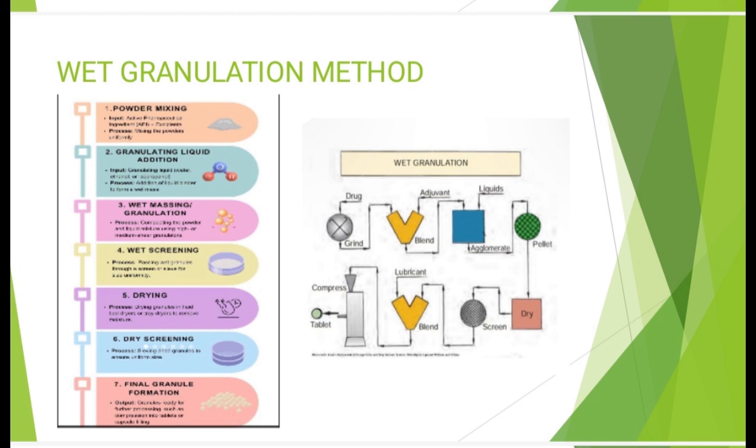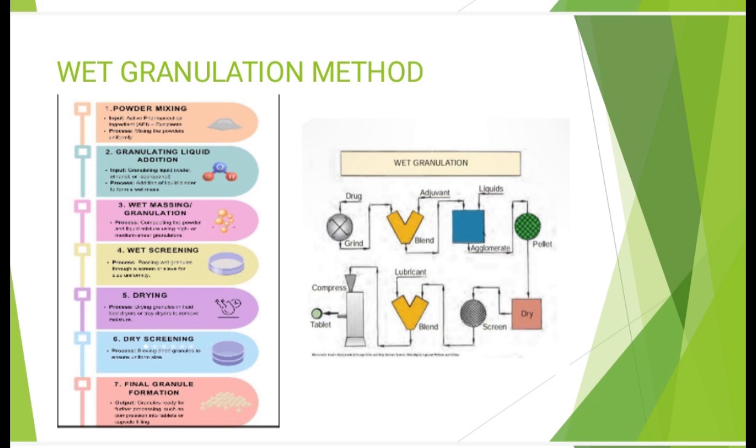Next, move on to screening the damp mass into pellets or granules. The other name is wet screening. Wet sieving is done by passing the wet mass through a large size screen to produce whole granules. Next step is drying the granulation. The wet granules are dried using dryers such as a tray dryer or fluidized bed dryer at a specified temperature, not more than 50 degrees centigrade, for a particular period of time.